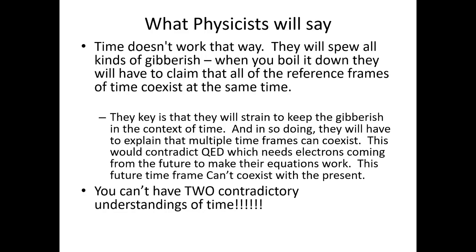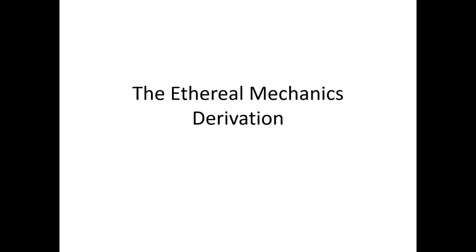You can't have two contradictory understandings of time. One where all the elements, all the frames of time coexist, and another one where the frames of time are separate and isolated. That is a contradiction. You cannot have two contradictory understandings of time. So time dilation is not what's going on here. Cannot be. So let me show you the ethereal mechanics derivation.